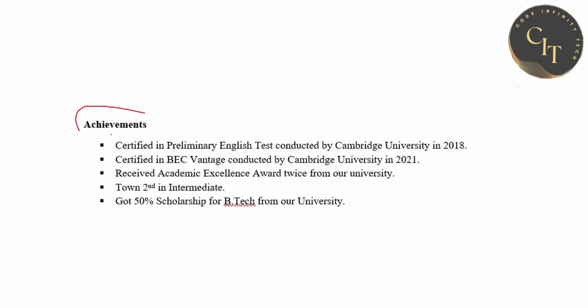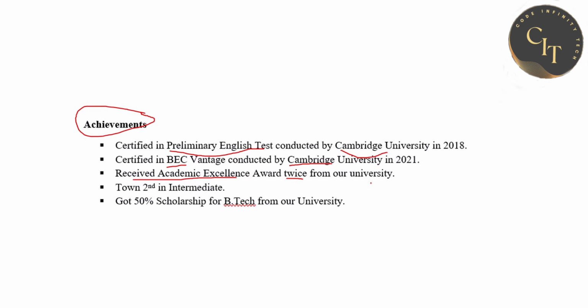The next part of my resume was achievements. If you have any big achievements till now, you can mention them here. I have these achievements: I was certified in the Preliminary English Test and Business Vantage conducted by Cambridge University, so I mentioned them. I also received academic excellence awards from my university thrice, which I also mentioned. Here it was mentioned twice. At the time of my resume I still didn't have one more.